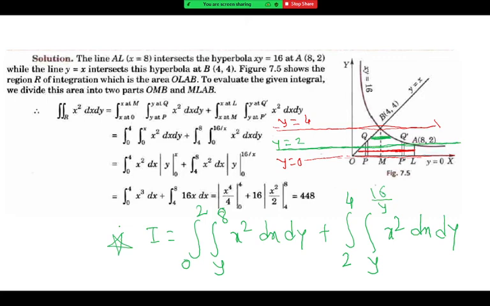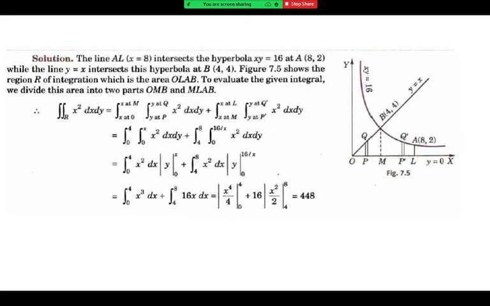Is there any doubt? No, sir. That's good. Okay, so I'll move on to the next type, type 3, then.